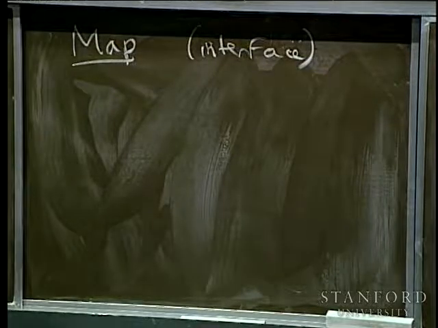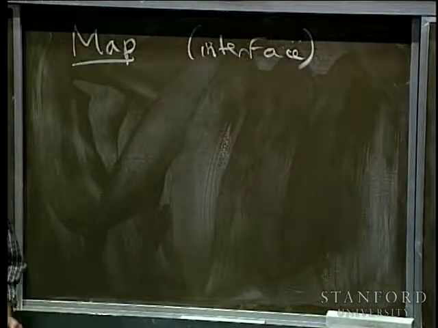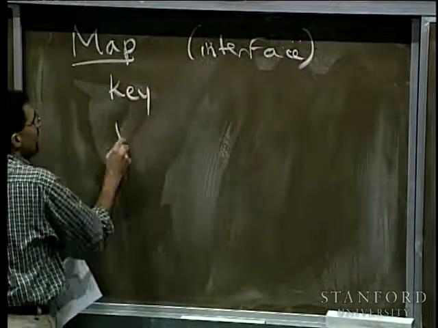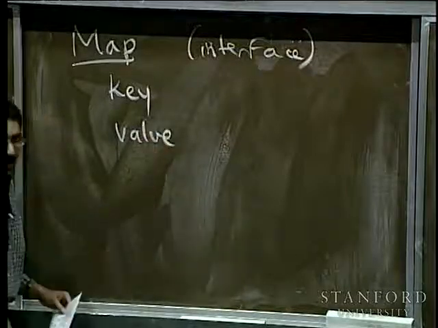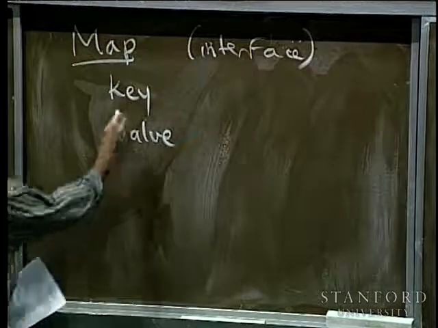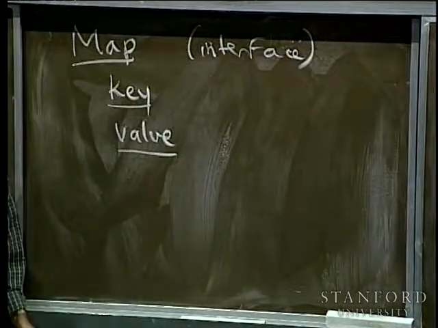What are the methods? What is an actual map? What does it do? The way to think about a map is there's two key terms you want to think about: one is called the key, and one is called the value. Basically all a map is, is a way of associating a particular key with a particular value.